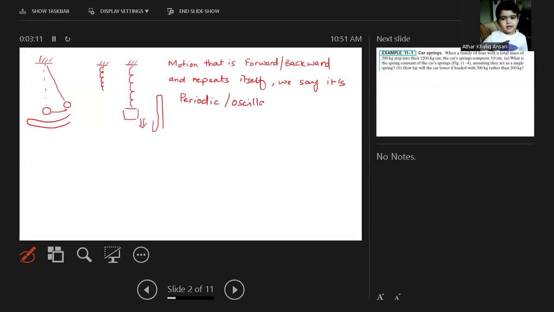As it is moving up and down, forward and backward, we can also say oscillatory. Why oscillatory? Because when it goes through a complete cycle, we say it is one oscillation. So this motion is oscillatory motion, or you can also say vibratory motion.